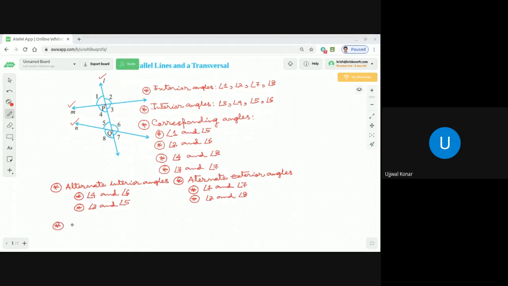Interior angles on the same side of the transversal.